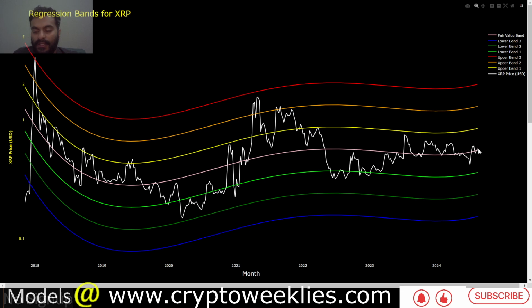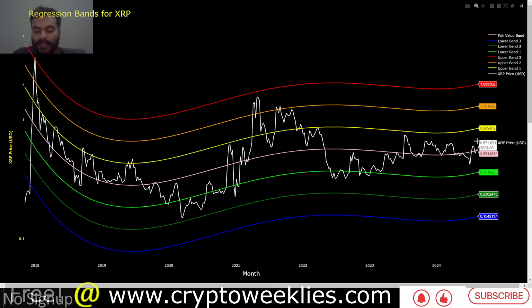So right now the price action slightly above the 1 standard deviation, the fair value at around 54-55 cents, and the 1 standard deviation peak at this point in time is at around 84 cents. The last rally that XRP had significantly around the SEC news back in July of 2023, again little over 1 year from the current timeline.